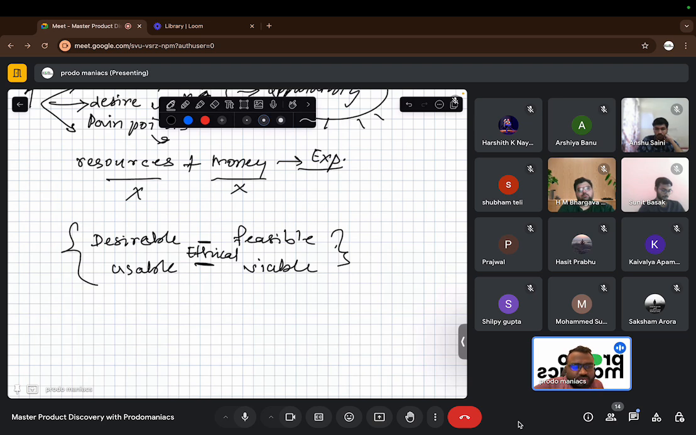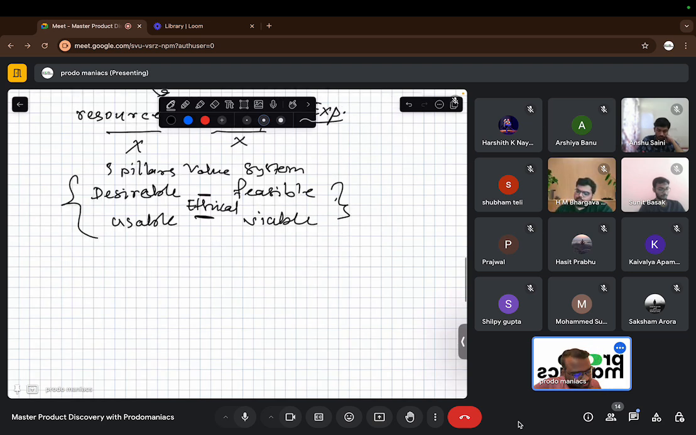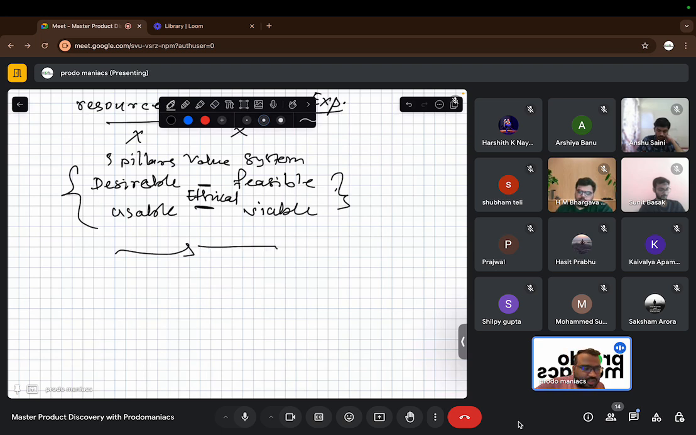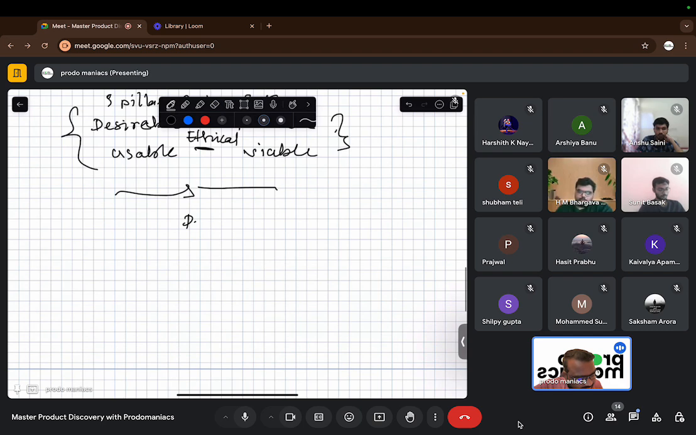Okay, so these are the major 5 pillars, the value system, I call it, when you're trying to build any product. It has to be desirable, feasible, usable, viable, ethical. You can try to read around this. Okay, and once you know what these values are, once you know what people want, that is what we call the desired outcome.